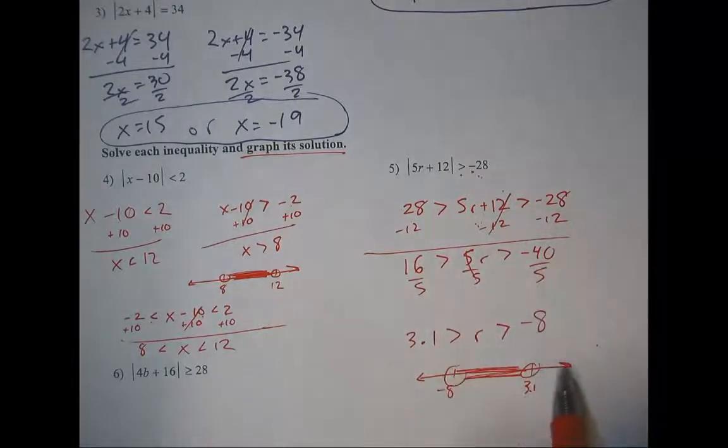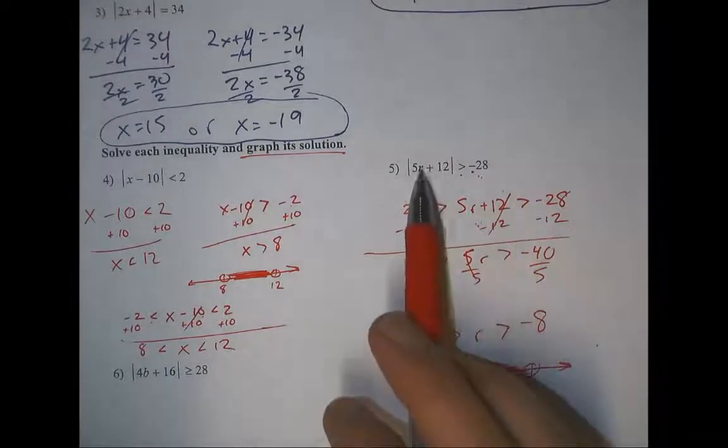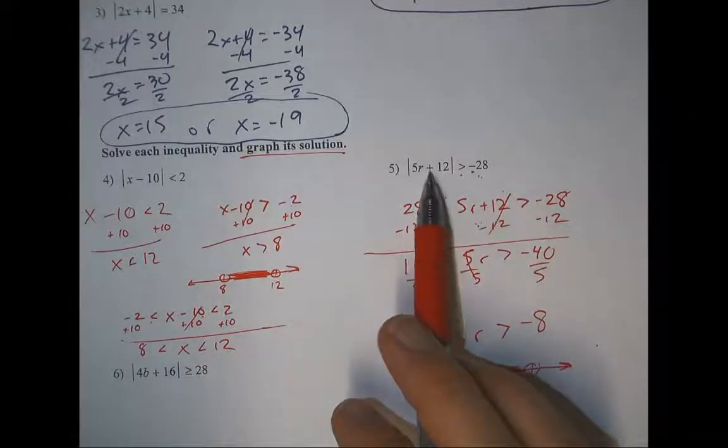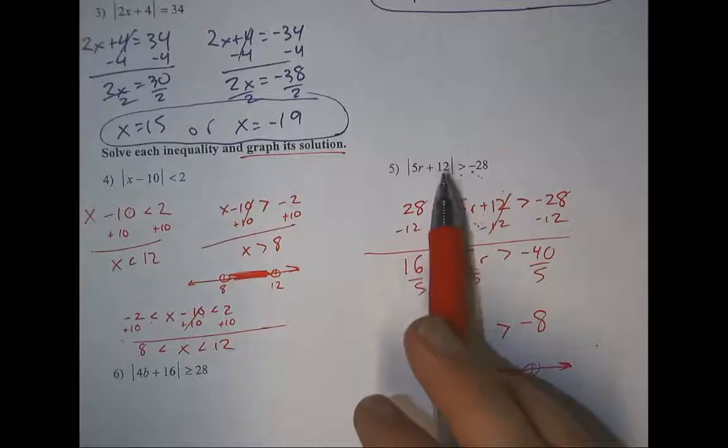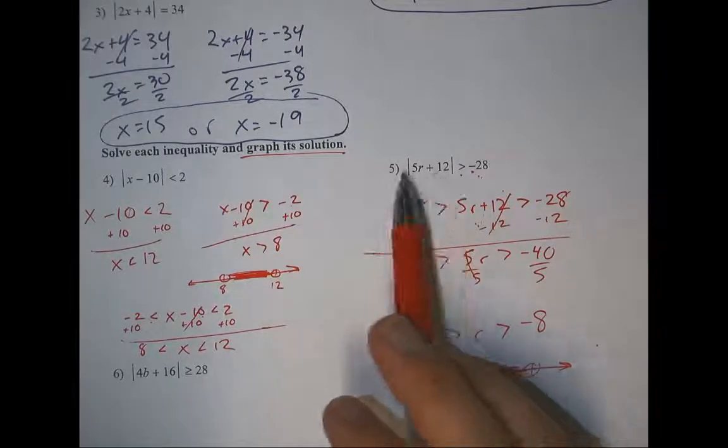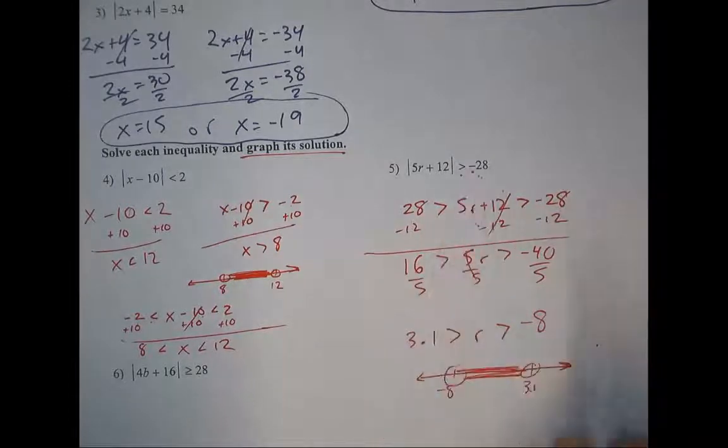I'm just going to pick a random number, like up here, like 10. If I plug 10 in here, 5 times 10 is 50 plus 12, that's 62. And the absolute value of 62 is greater than negative 28. That's true. So why wasn't 10 included in this?